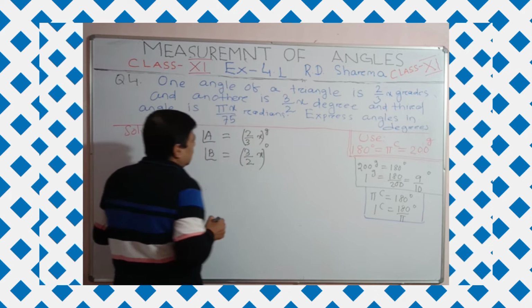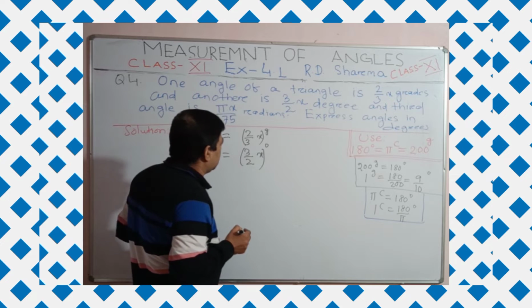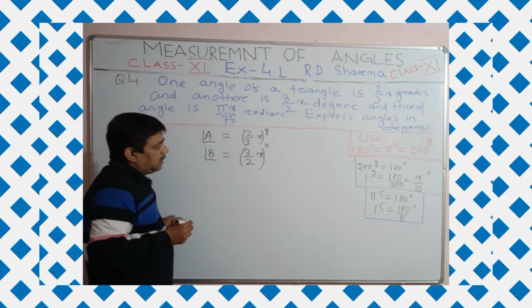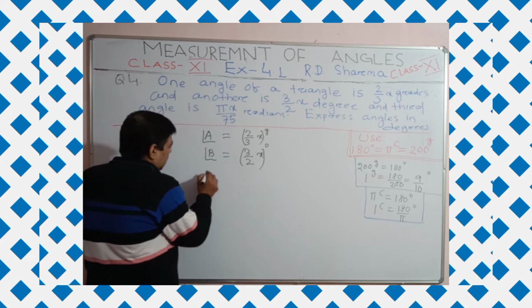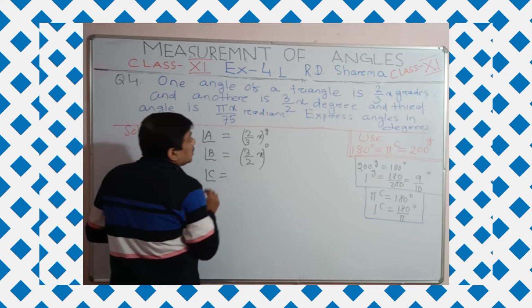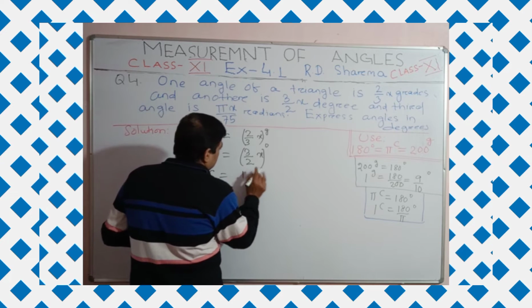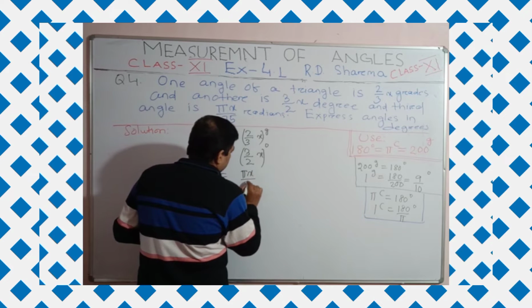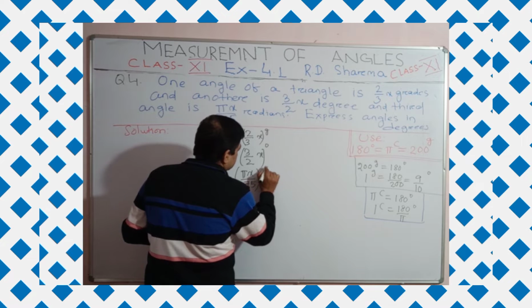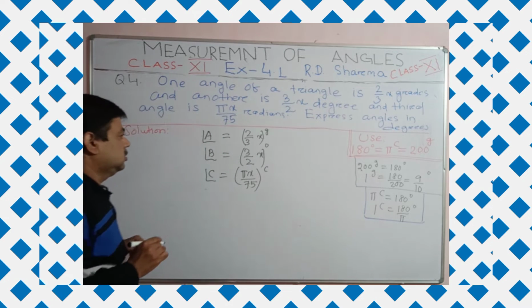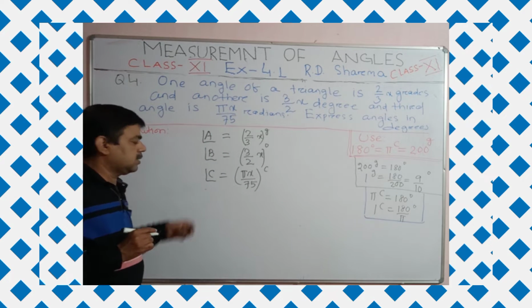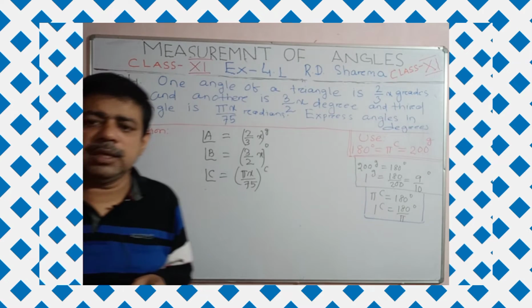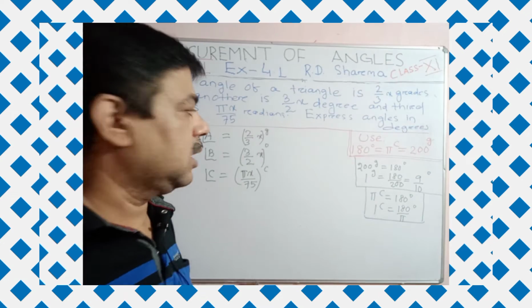Understand or not? Degree given. Angle A is one of the angles given in grade, the other angle B is in degree, and the third angle, let's say angle C, is equal to pi x upon 75 what? Radian. C stands for radian. And you have to express the angles of the triangle in terms of degree.